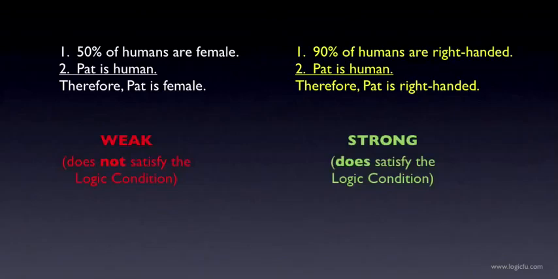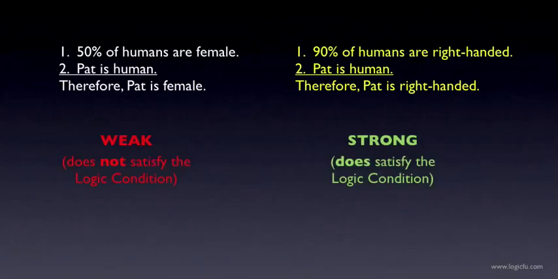The argument on the left is what we call a logically weak argument. It does not satisfy the logic condition, and so it can't be a good argument. The argument on the right is a logically strong argument. It does satisfy the logic condition, so it can be a good argument.